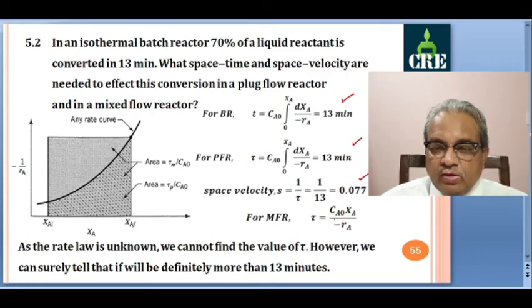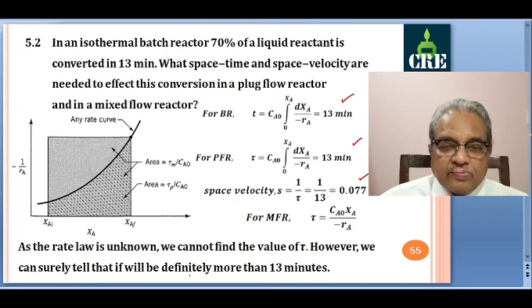But here we don't know minus Ra, and this form is totally different. So we can't say anything about this tau, the space time, in a mixed flow reactor. In a plug flow reactor you can find it out. In a mixed flow reactor, as the rate law is unknown, we cannot find the value of tau. However, we can surely tell that it will be definitely more than 13 minutes.